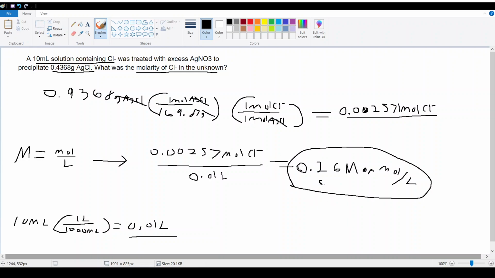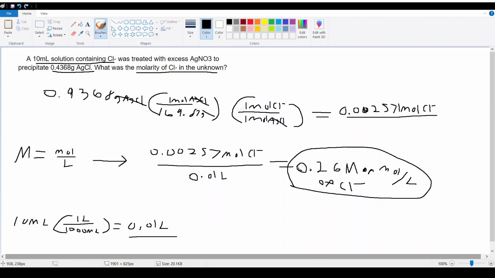So now what we did was we took our initial sample, which we measured to be 0.4368 grams of AgCl. We converted that to moles of Cl. Then we took the 10 milliliters we knew we had in solution, converted that to liters, and then we did moles over liters, which is the formula for concentration, to get our answer, which is 0.26 moles over liters. Now that's our concentration of Cl.